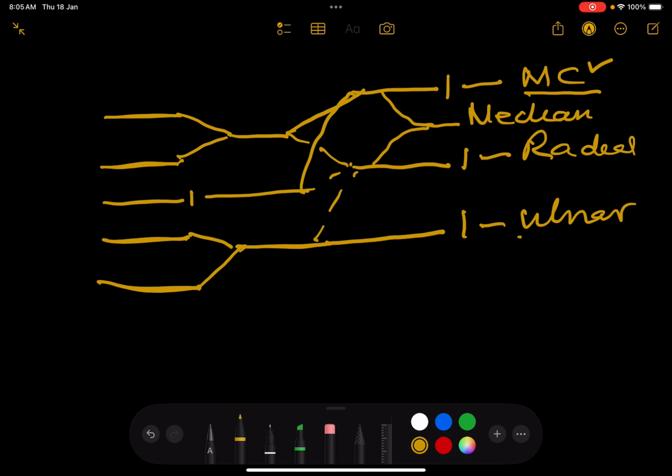Then we've covered the ulnar nerve arising from the medial cord, continuing till the middle of the arm, medial to the artery, piercing the medial intermuscular septum, lying in the canal of Guyon, then between the flexor carpi ulnaris and flexor digitorum profundus, supplying the flexor carpi ulnaris and the third and fourth component of the flexor digitorum profundus.